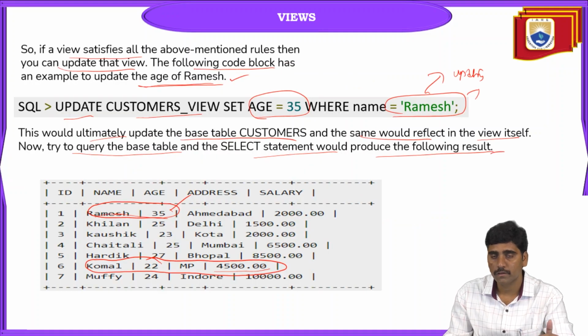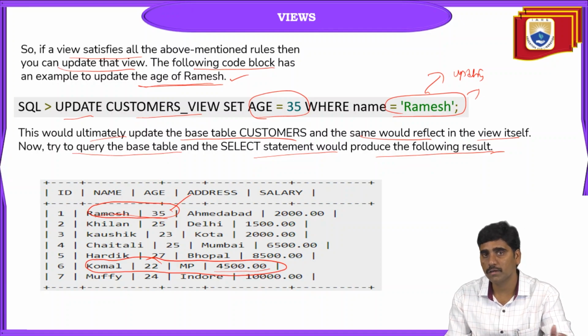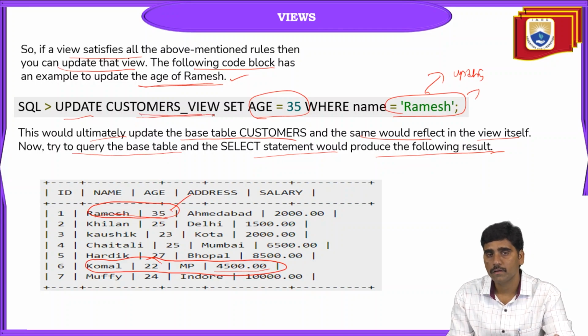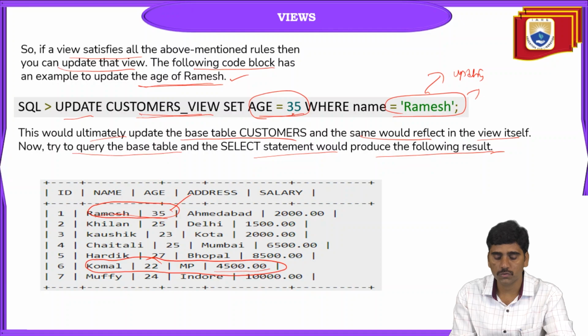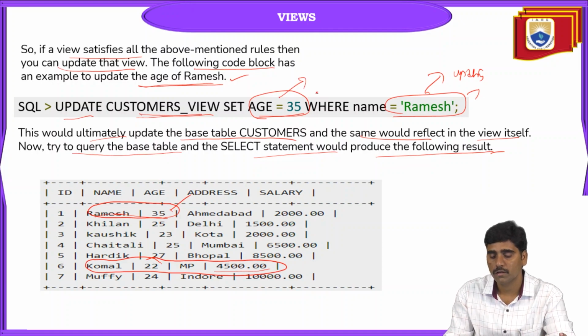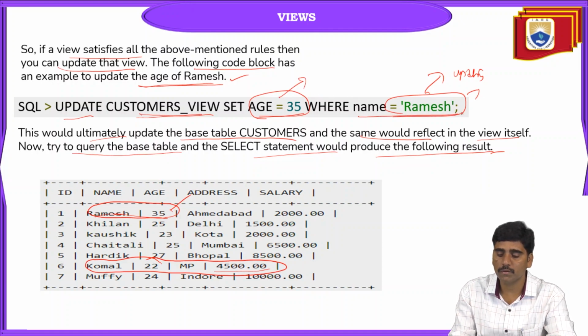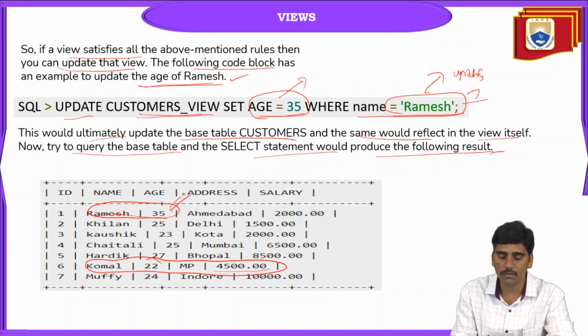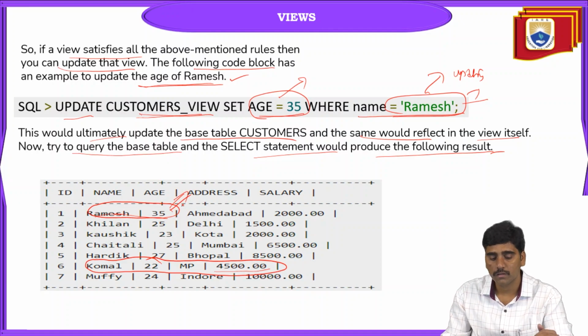So only if all these conditions are satisfied can we update the view. If none of these rules are violated, then you can update the view directly as we update the table. So you write update customer_view set age equals 35, so whoever has age 32 or 30 will be updated to the value 35. Here we are mentioning where name equals Ramesh, age equals 35. That will be automatically updated in this view, and the same will be reflected in the table also.